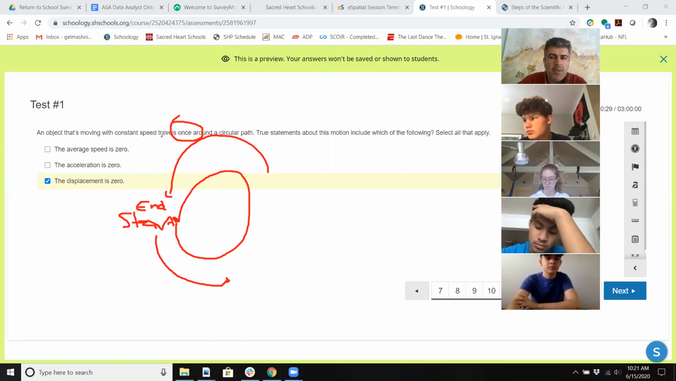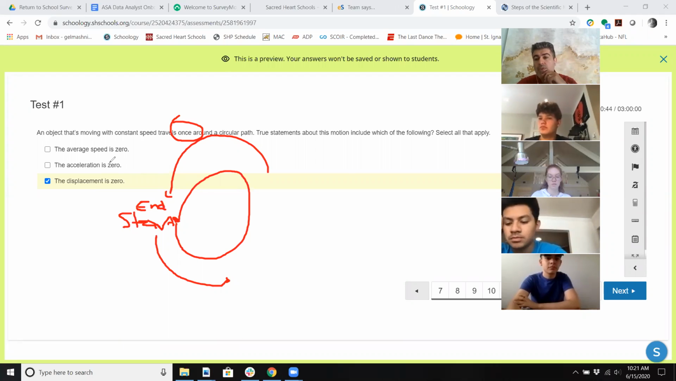Now the average speed, well, no, you're moving, so your average speed is not 0. So clearly you're moving around this track at constant speed, so that's not true. The acceleration is 0? Some people said that if it was a straight track, yes, because the speed, so the velocity is not changing.